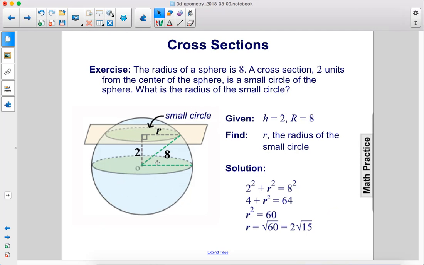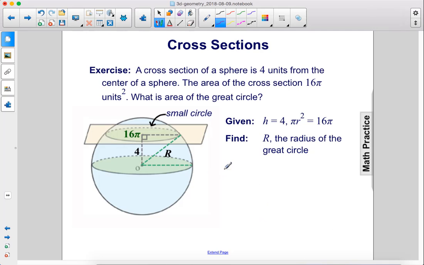The radius of a sphere is 8. A cross-section 2 units from the center of the sphere is a small circle of the sphere. What is the radius of the small circle? So given that h equals 2 and capital R equals 8, find lowercase r, the radius of the small circle. So we have a right triangle here where this leg is 2 and the hypotenuse is 8. So 2 squared plus r squared equals 8 squared. 4 plus r squared equals 64. r squared equals 60, r equals the square root of 60, or 2 times the square root of 15.